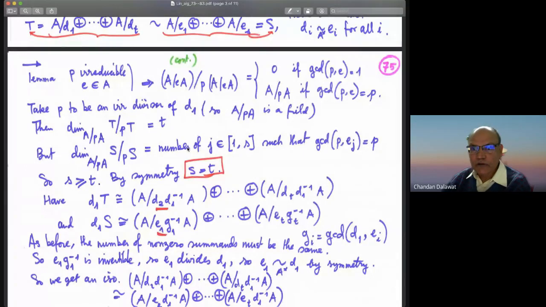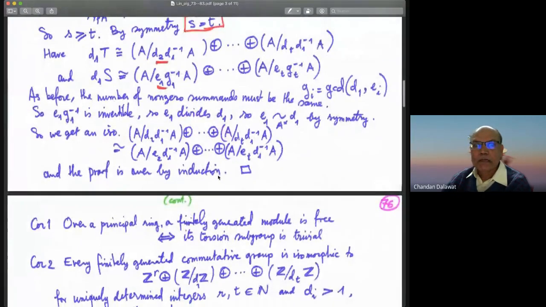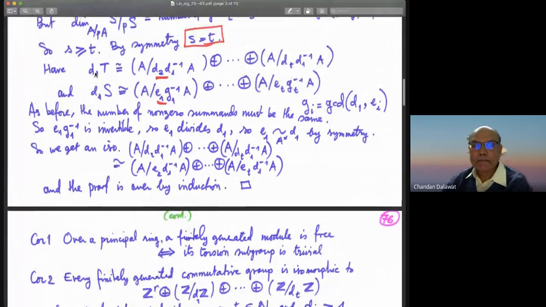So in order for the number of such J to be T, this S has to be greater than T. And of course, I could reverse the argument, and it's completely symmetric. So by symmetry, I get S equal to T. Okay, now let's look at D1T.